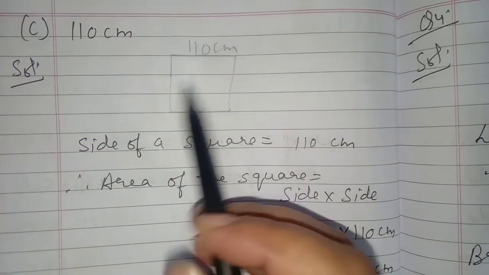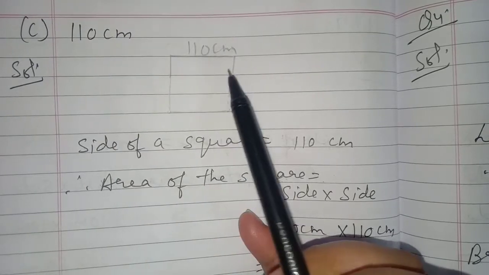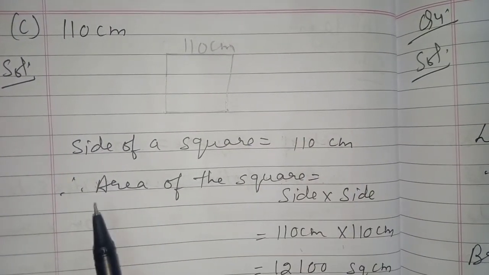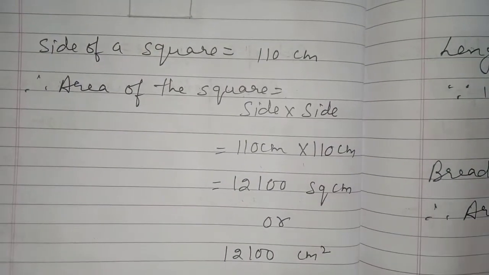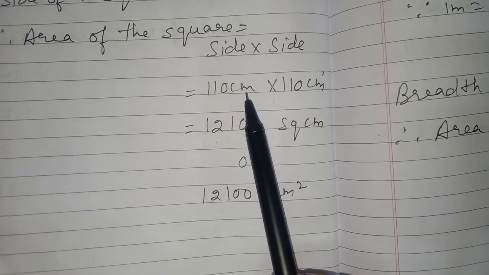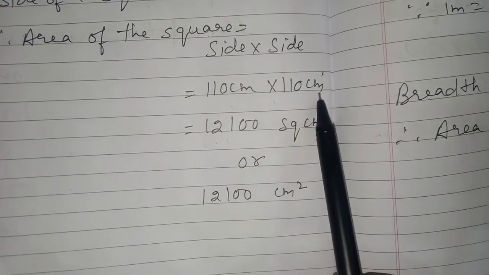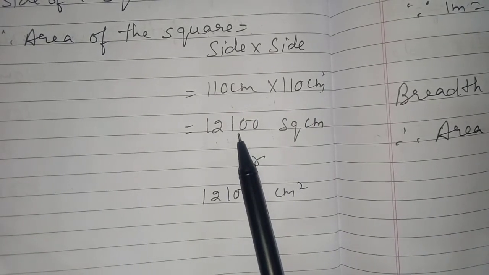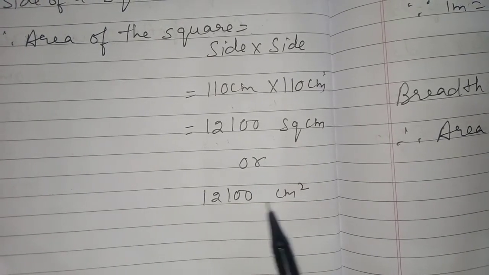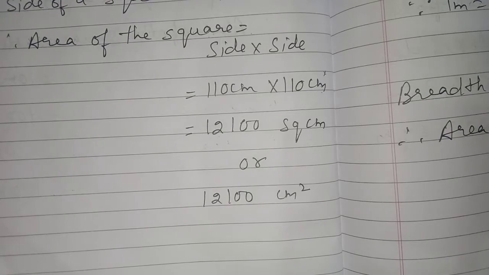Next is part C. Here the side is 110 centimeter. So side of a square is 110 centimeter. Therefore area of the square will be side multiplied by side, that is 110 centimeter multiplied by 110 centimeter, means 12,100 square centimeter, or we can say 12,100 centimeter square.